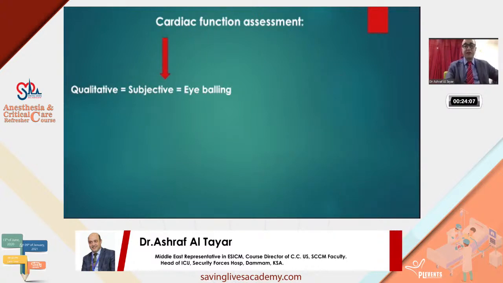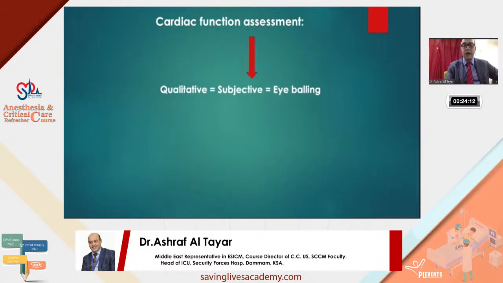Let's go with the journey of heart failure. How can we use the echo to help quantify and diagnose acute heart failure? The first and very simple way is to use your eye to comment on the left ventricle and right ventricle, and to comment mainly on systolic function.